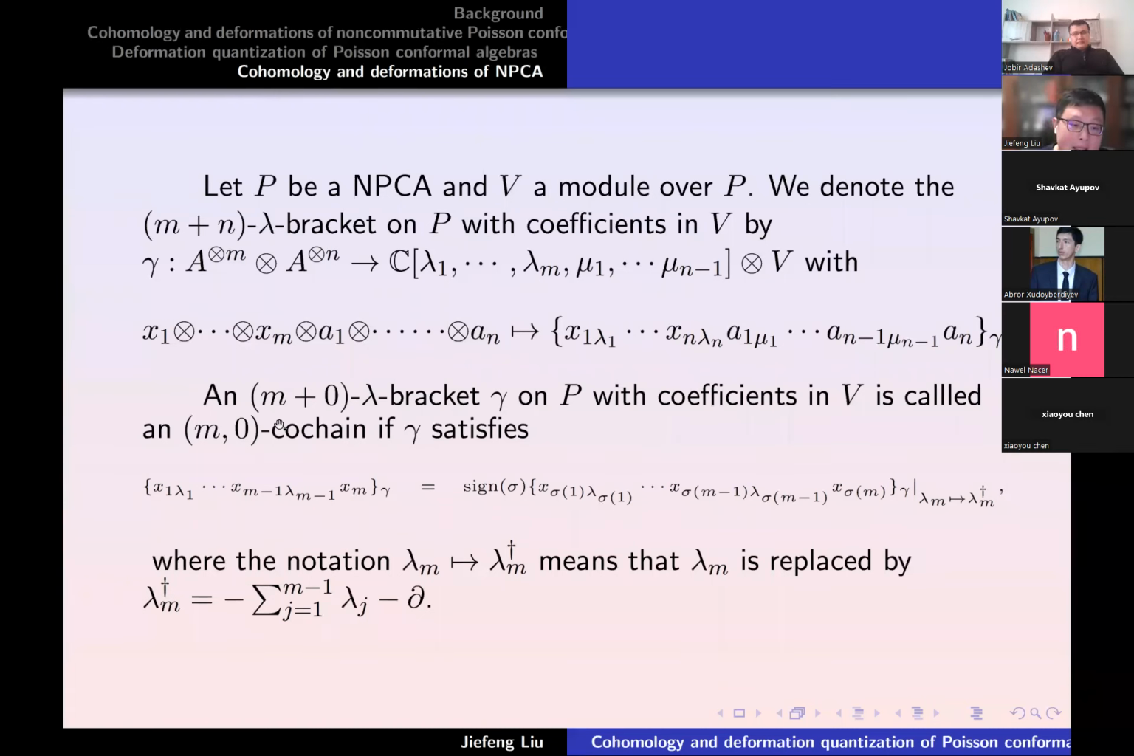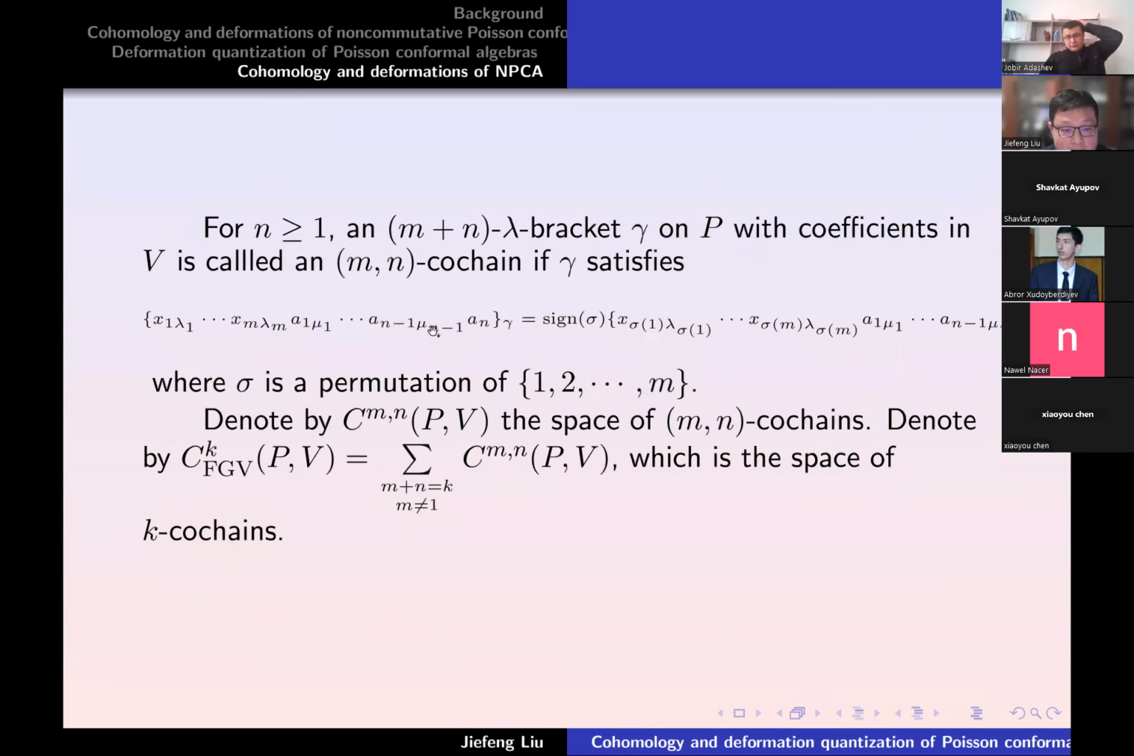In particular, M plus 0 lambda bracket, meaning lambda N is 0, is called M0 coating if gamma satisfies the following anti-symmetric condition, which is just the conformal algebra case. If N is not 0, M plus N lambda bracket gamma on P with the coefficients in V is called MN coating if gamma satisfies the following anti-symmetric condition.